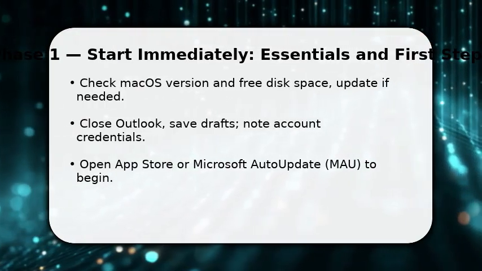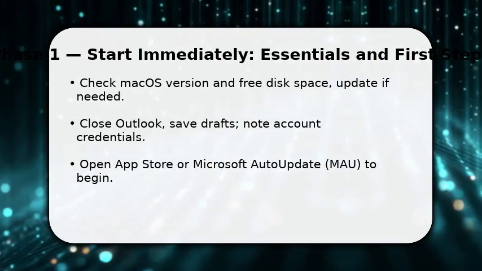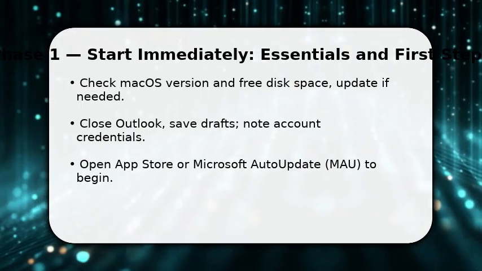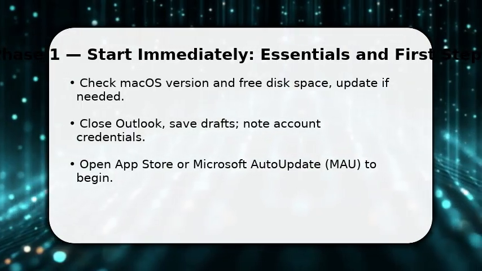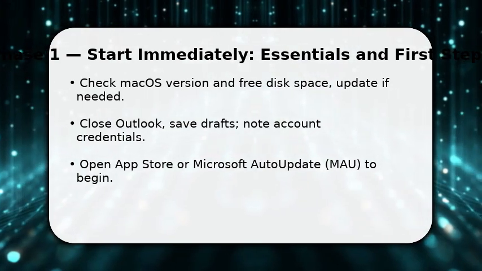Now open the App Store or launch Microsoft Auto Update from Applications or Help menu. That is where the upgrade begins. You choose the update method because App Store and MAU behave slightly differently. Pick the one matching how Outlook was installed.